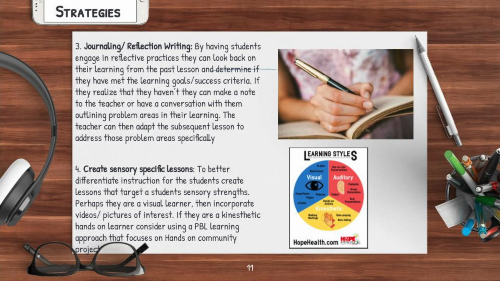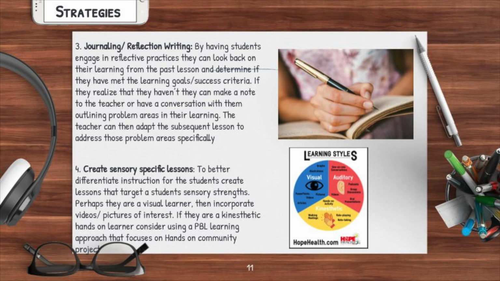Strategy number 3, journaling, reflection writing. By having students engage in reflective practices, they can look back on their learning from the past lesson and determine if they have met the learning goals or success criteria. If they realize that they haven't, they can make a note to the teacher or have a conversation with them outlining problem areas in their learning. The teacher can then adapt the subsequent lesson to address those problem areas specifically.